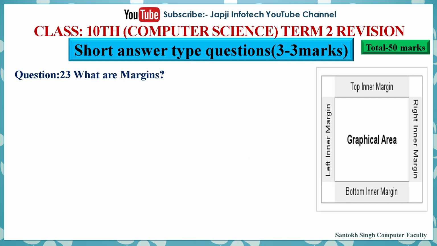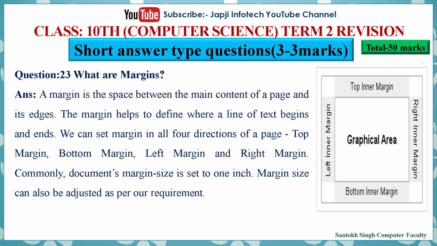And the 23rd question is, what are margins? A margin is the space between the main content of a page and its edges. The margin helps to define where a line of text begins and ends. We can set margins in all four directions of a page: top margin, bottom margin, left margin, and right margin. Commonly, document margin size is set to 1 inch. Margin size can also be adjusted as per our requirement.